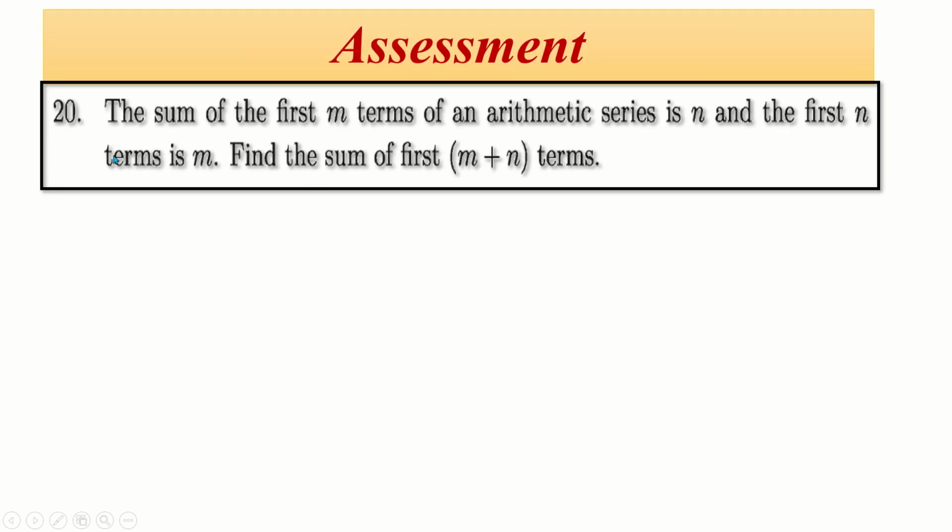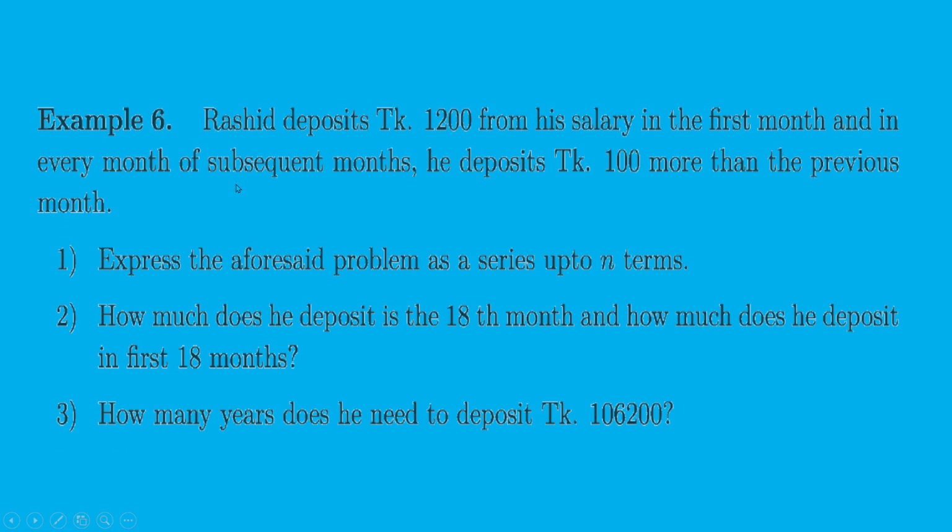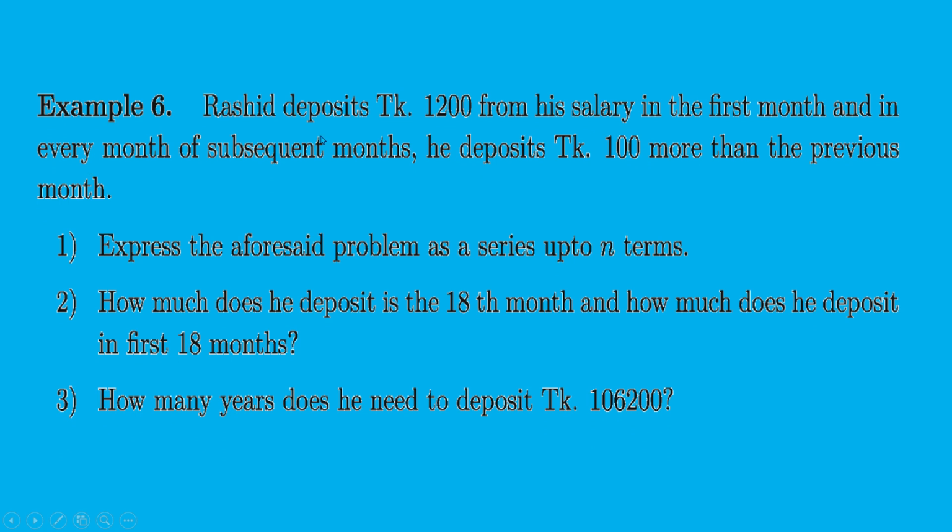Follow the math, you can easily solve 20 numbers the same way. The sum of the first m terms of an arithmetic series is n, and the sum of the first n terms is m. Find the sum of the first m plus n terms. But previously we had to find the sum of 6 terms. They gave the sum of 12 terms and the sum of 20 terms. But here the sum of m terms and the sum of n terms is given. Okay, we have to find the value of m plus n. Clear?